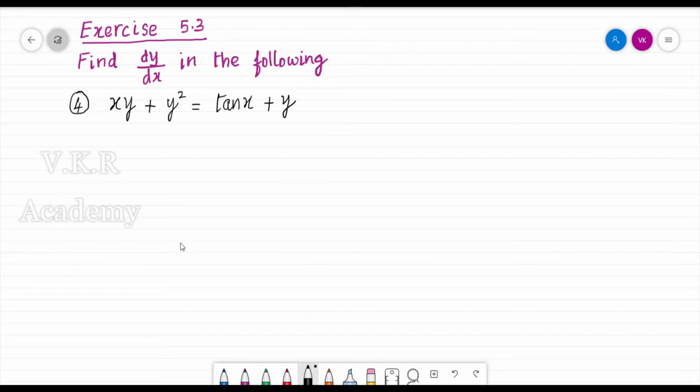Dear children, now let's discuss the fourth problem from exercise 5.3. The question is xy plus y squared is equal to tan(x plus y).